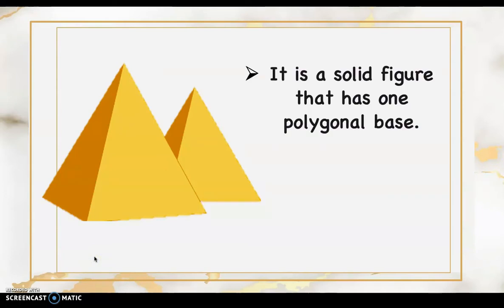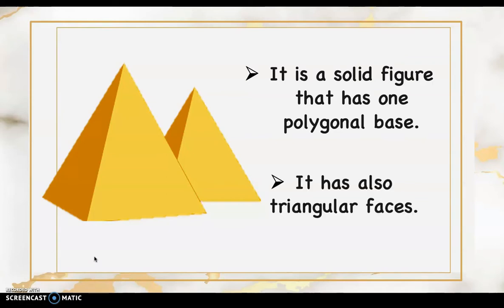Good day everyone. Let's start our lesson by recalling and describing pyramids. A pyramid is a solid figure that has one polygonal base, and it also has triangular faces. Now the name of the pyramid depends on the shape of its base. In this figure, it is called a rectangular pyramid since the base is a rectangle.